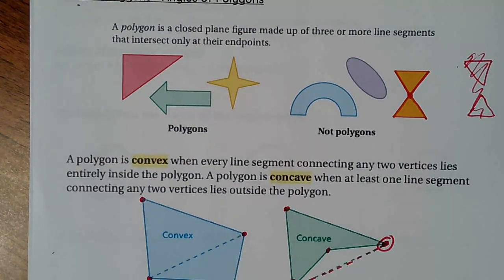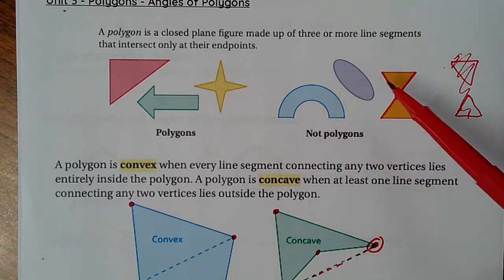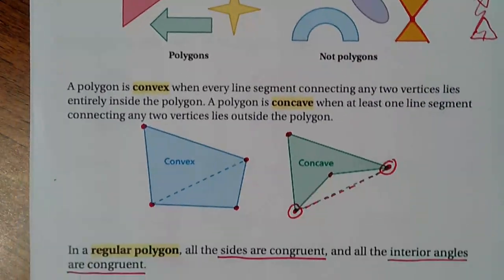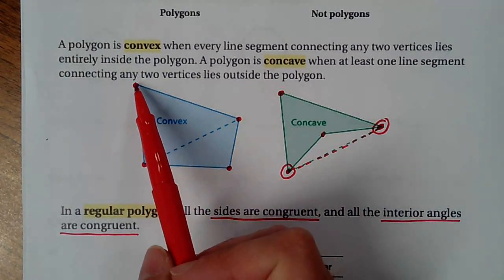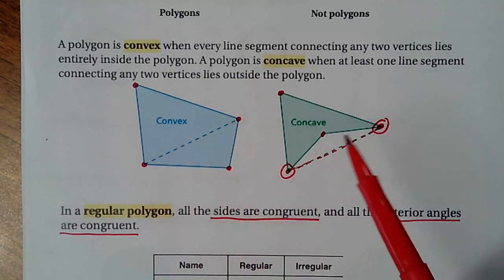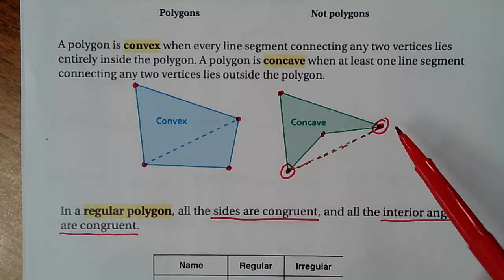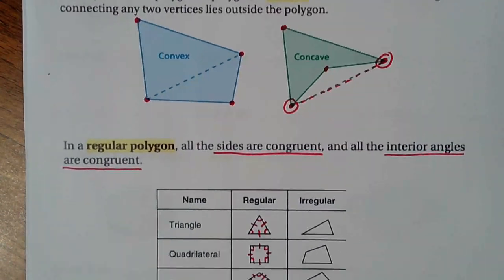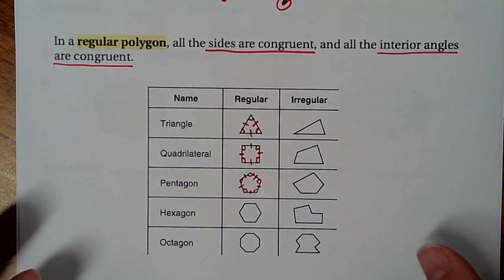So just to recap, a polygon versus a non-polygon. Non-polygons have curves and intersections. Convex versus concave. Convex means you can connect every vertex going through the figure, and concave means you can connect two of the vertices by going outside of the figure. And then what we just discussed, regular polygons. Regular meaning all sides are the same and angles are the same, so congruent sides and congruent interior angles.